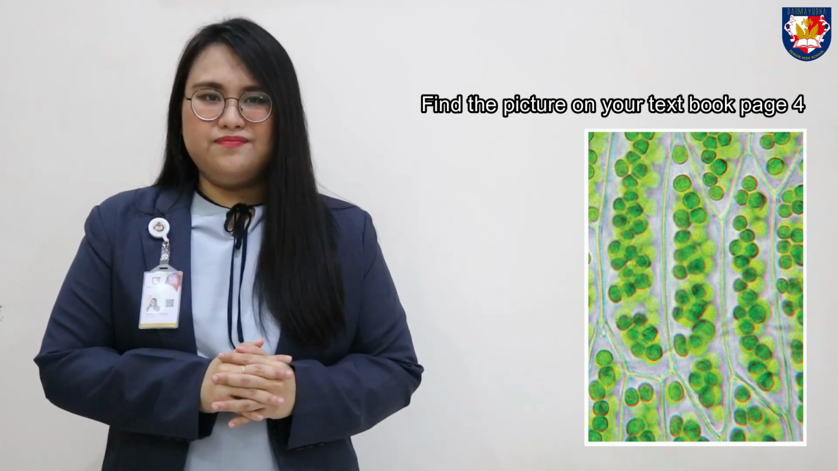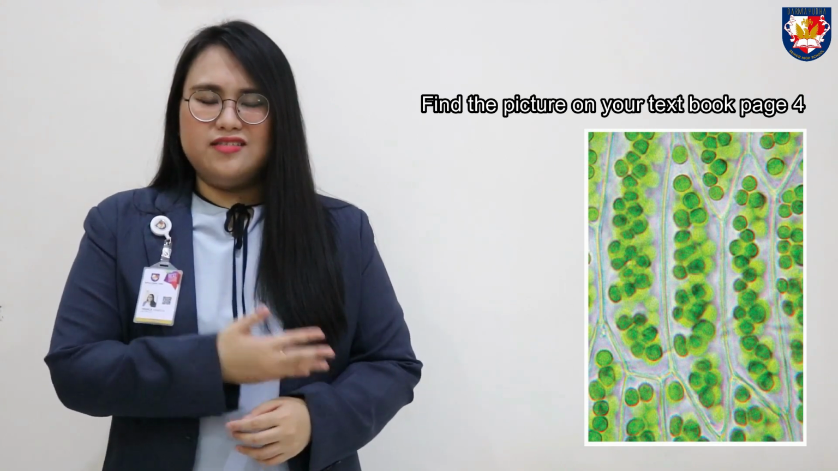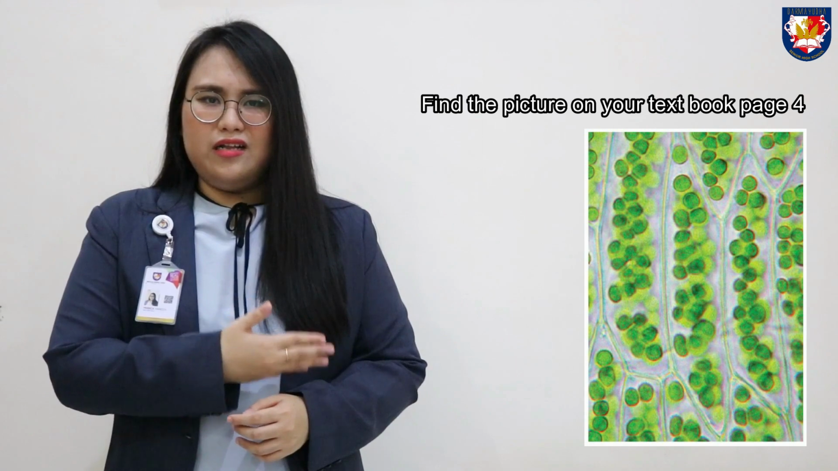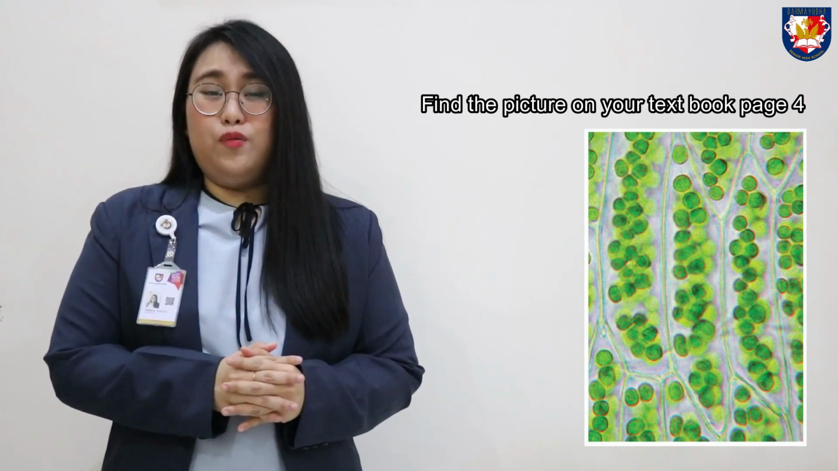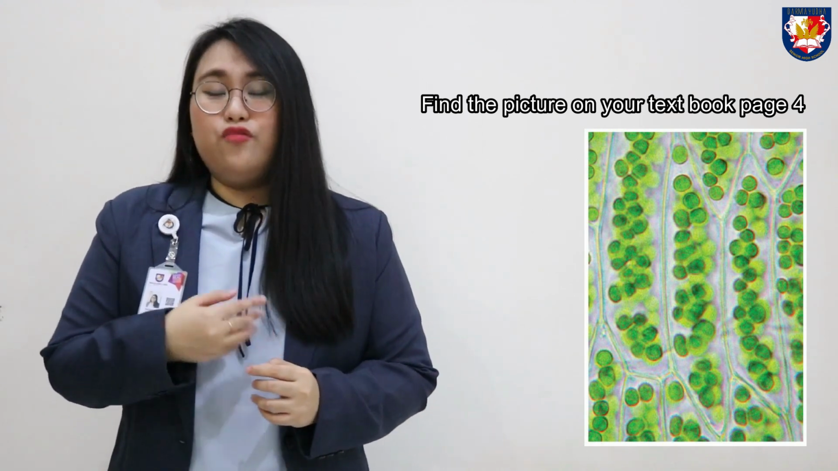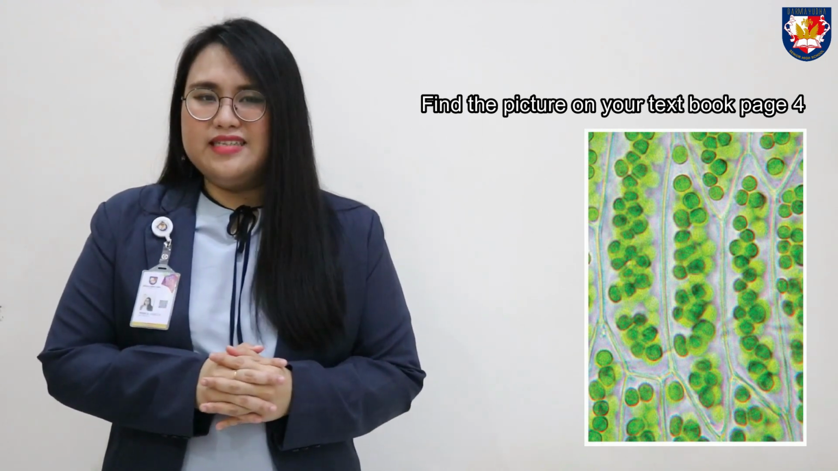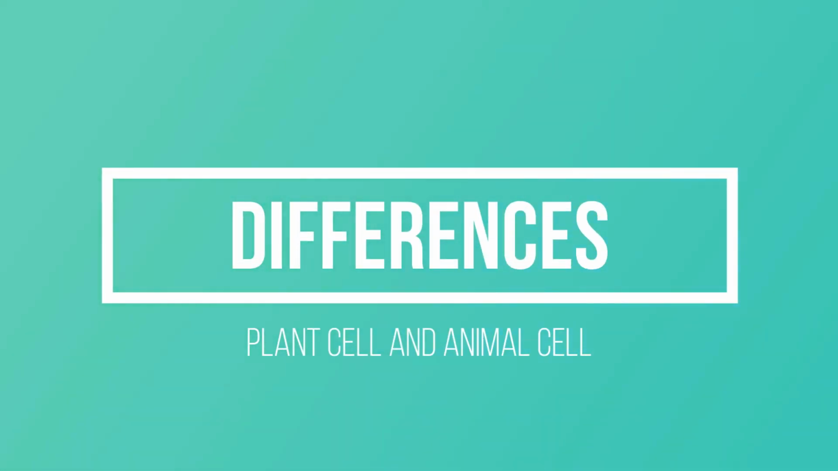Anyone else know? So yeah, of course, it's green, right? So the green color, the green pigment, is because of the chloroplast, and this is one of the characteristics of the plant cells. Now that we have learned about the structures of the plant cells and animal cells, can you mention the differences between those two cells? Okay, can you?